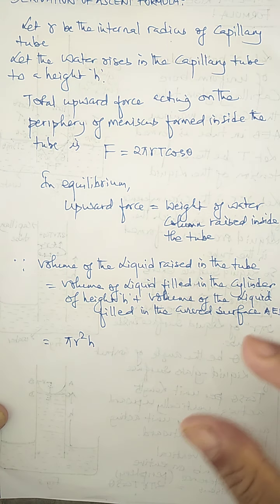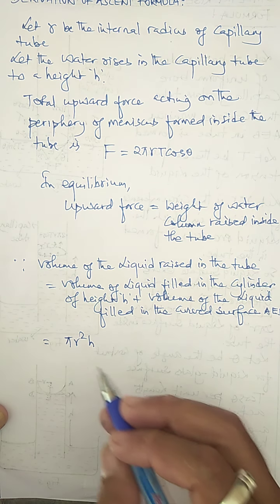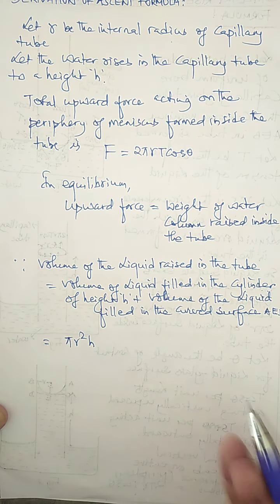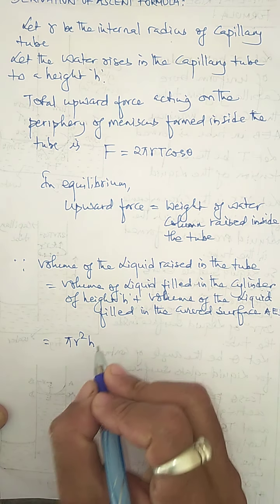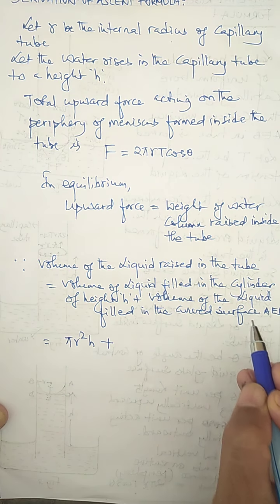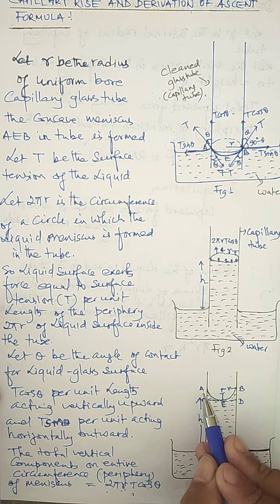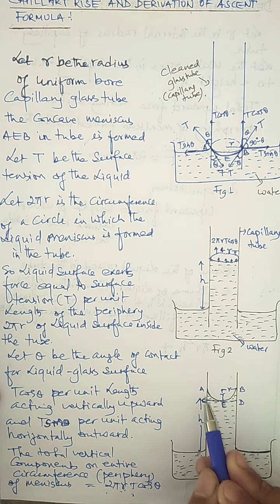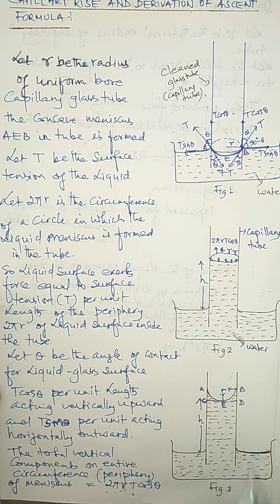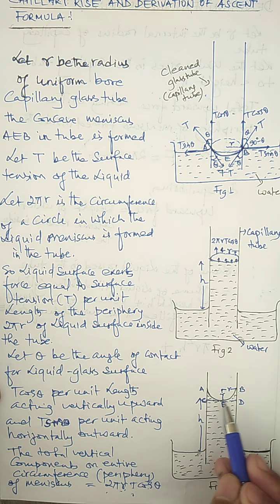If the cylinder acquires a height h in which the water is contained, and the radius of the cylinder is r, then the volume of the cylinder is given by pi r square h, plus the volume of liquid filled in the curved surface AEB. Means we need to calculate the volume of liquid filled in this much curved surface only, AEB. But how to calculate the volume of liquid filled in this curved surface AEB?